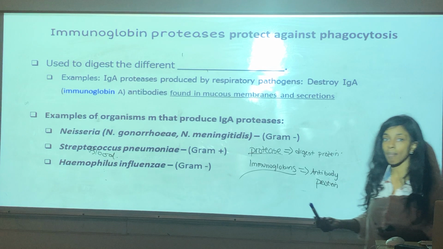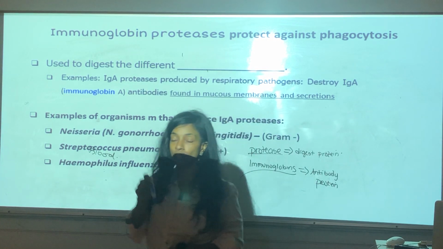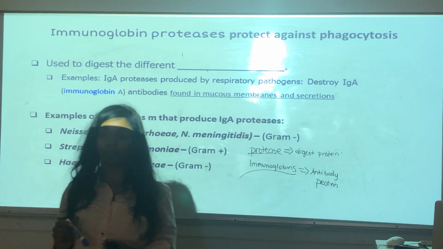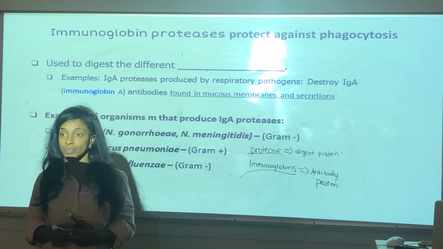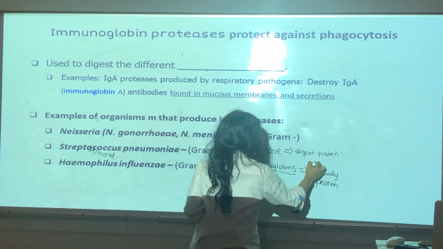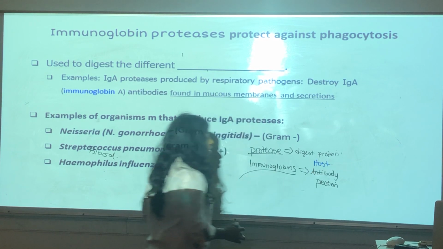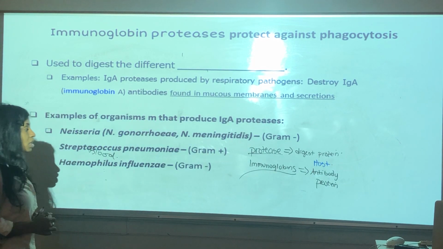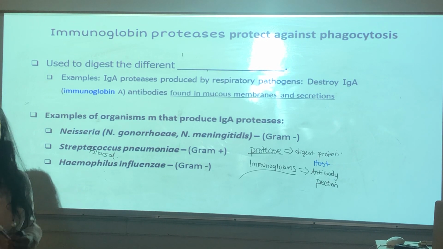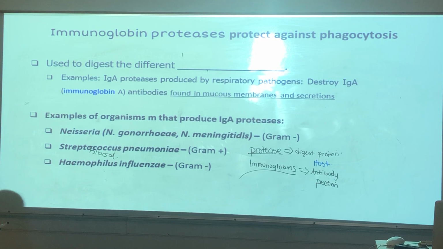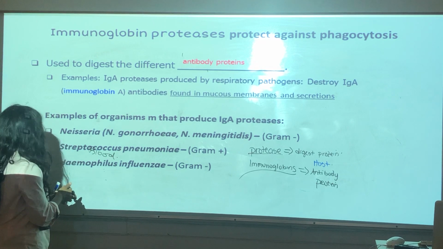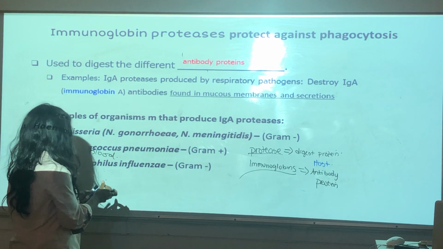And who's making the antibodies? Would it be the pathogen, the foreign invader, or your host? Well, these are host proteins. So these organisms are going to be digesting host proteins, and these antibodies are there to protect us. They work with our immune system. This is part of our immune system. So the immunoglobulin proteases are used to digest different antibody proteins, and the one that we're going to look at is the IgA protease.